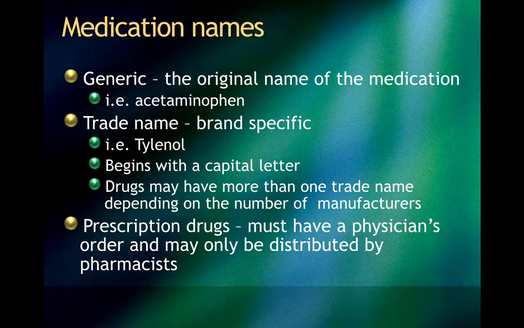Prescription medications, I'm not sure why we need to define that, but basically must have a physician's order, cannot be bought by the patient of their own volition. They have to be purchased at a pharmacy. The pharmacy has to fill the order and the doctor has to approve the order.